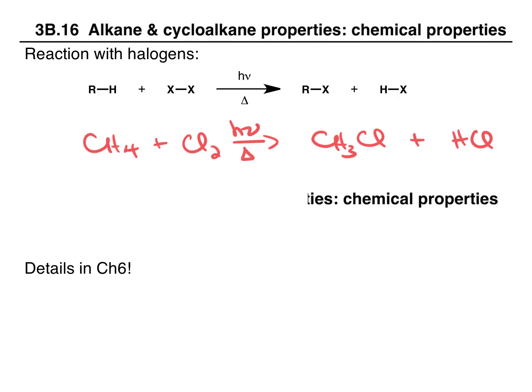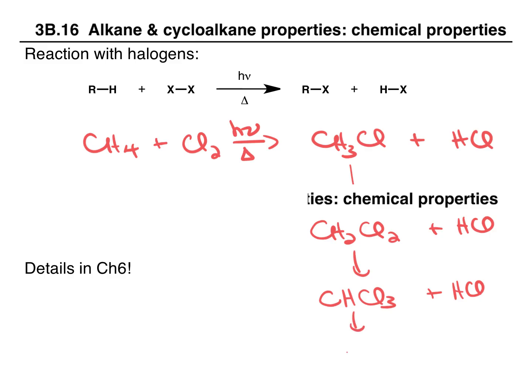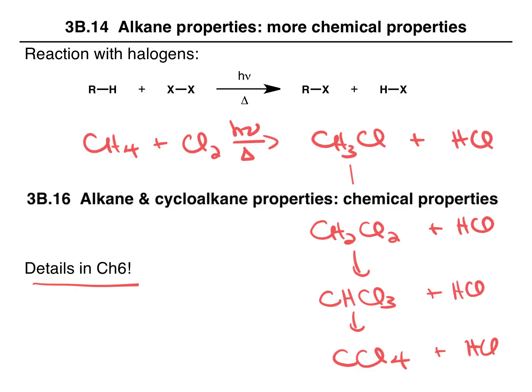But with this reaction, it can also react further to replace another hydrogen and make more HCl. It can react further to replace another hydrogen to give CHCl3, and it can react even further to give us carbon tetrachloride at the end. We're going to talk about the details of this reaction in Chapter 6. You're not responsible for this reaction yet. For now, I just wanted you to be aware that there is one reaction of alkanes that can be synthetically useful, and we'll come back to this in Chapter 6.